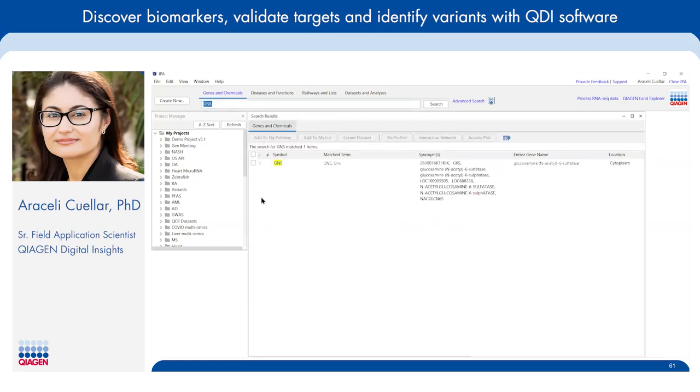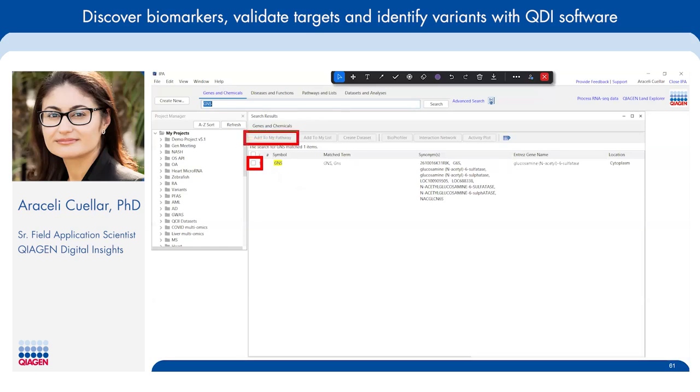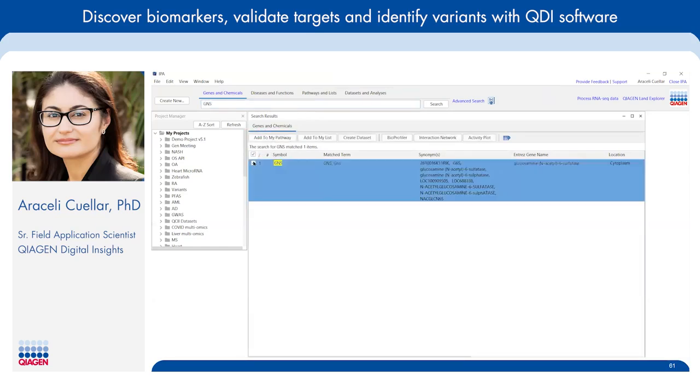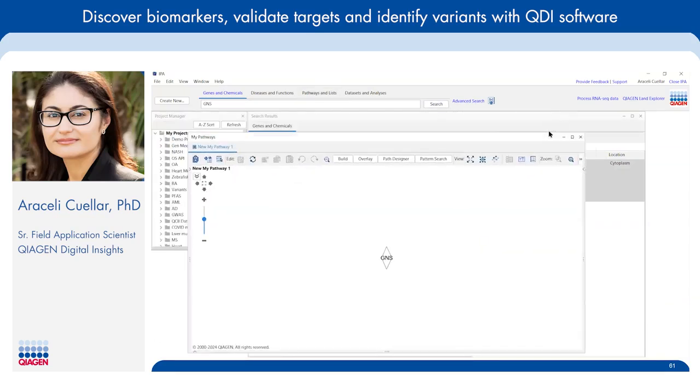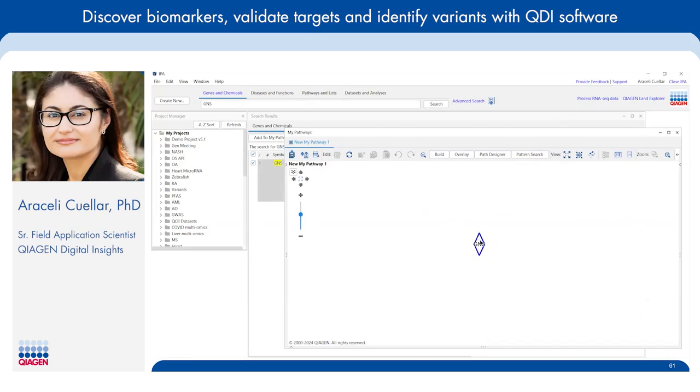So here, you can add this to a blank pathway to start your network construction by simply just selecting that gene and then add to my pathway. So once you select it, add to my pathway, you can go ahead and add it to a new pathway. And so this is going to open up a blank canvas where you now have your gene of interest.